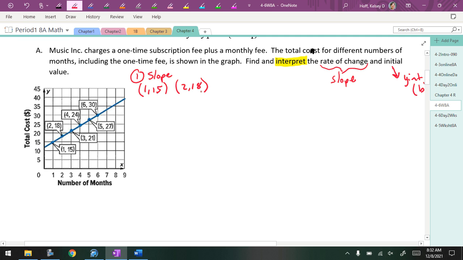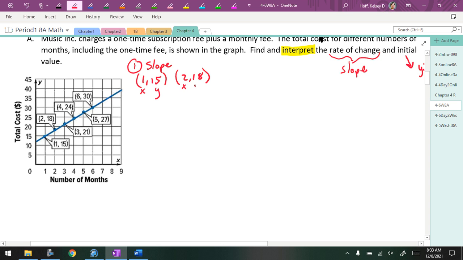Okay? How do 2 points help us find the slope? Jack? Very good. And what letter goes on top? y on top. y on top. So I always label these x, y, x, y. So which one do you want to start with? 15 minus, careful, 18, very good, over 1 minus 2. y minus y, x minus x. This is slope way back from the beginning of chapter 3.